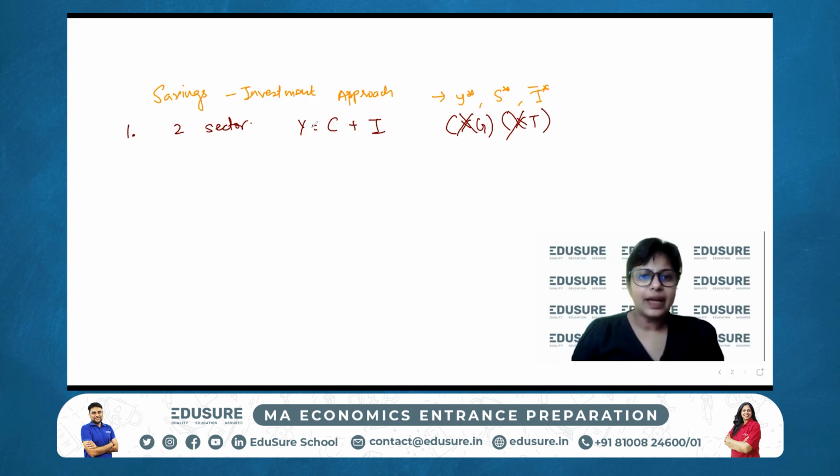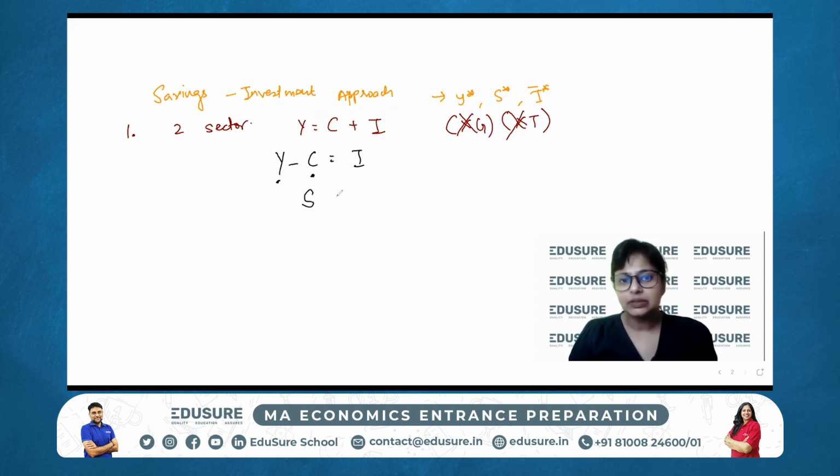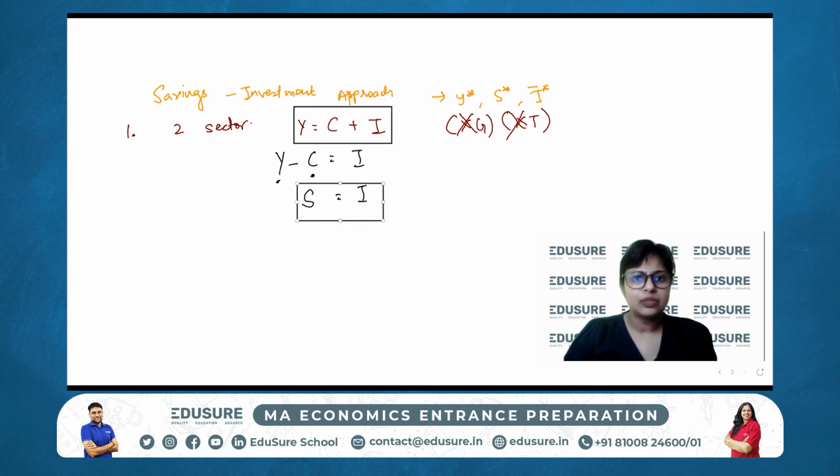So now what do we have? Y is equal to C plus I. Ab main isko Y minus C is equal to I bhi likh sakti hoon. Now Y minus C kya hota hai? Y minus C is nothing but that part of income which is not consumed. Jo hum income mein se consume nahi karte, uska kya karte hain? We save it. Okay. So usko hum savings bolte hain. So hum Y is equal to C plus I ko S is equal to I bhi likh sakte hain. It is one and the same thing. Okay. So this is called the savings is equal to investment equilibrium.